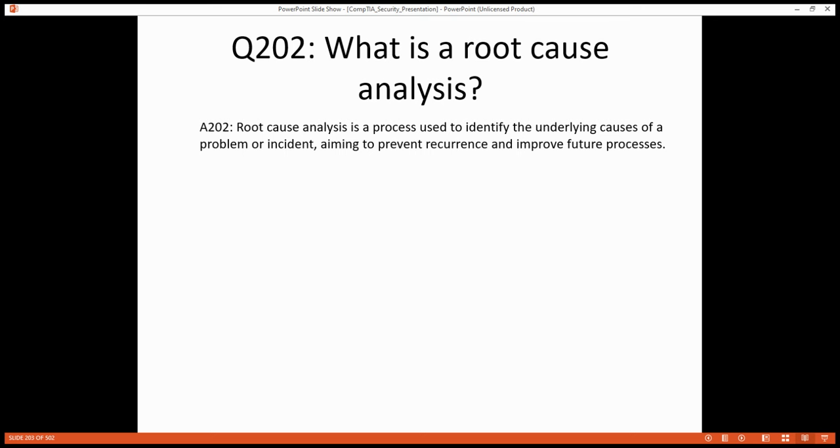Q202. What is a root cause analysis? A202. Root cause analysis is a process used to identify the underlying causes of a problem or incident, aiming to prevent recurrence and improve future processes.